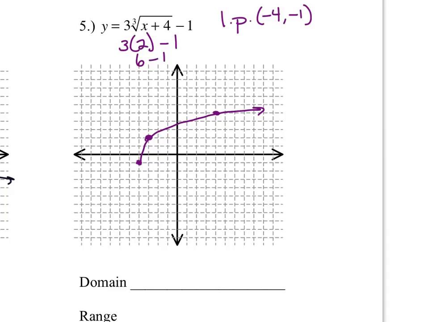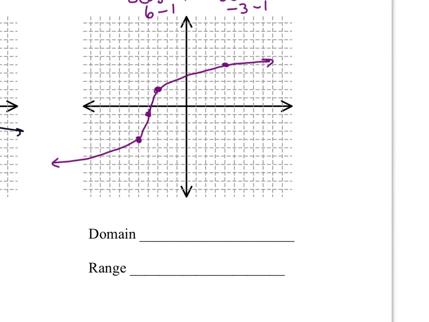And then I'll choose negative 5. So negative 5 plus 4 is negative 1. The cube root of negative 1 is negative 1. So we'll have negative 3 minus 1, which is negative 4. And then if I choose my next one, it's going to be off of the graph. So it'll look something like this. So for the domain and the range for this one, they are both the same. They're both negative infinity to infinity. So all real numbers for both domain and range.